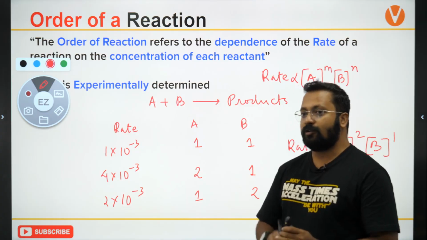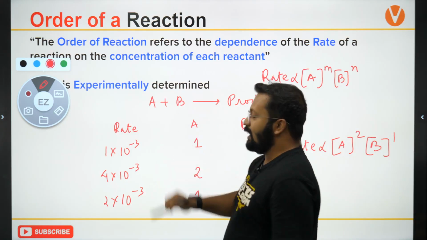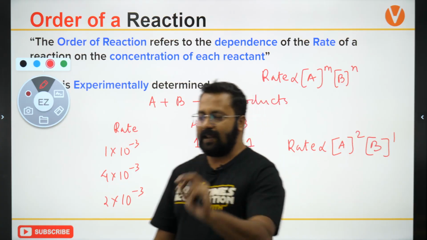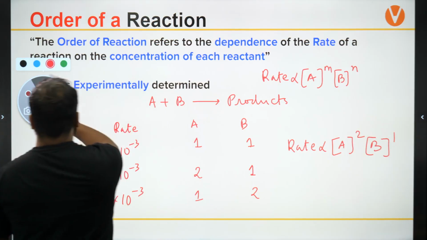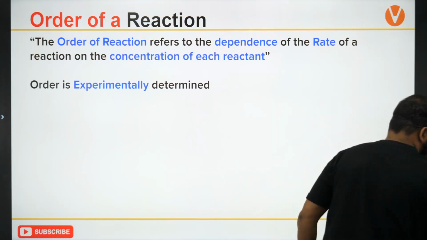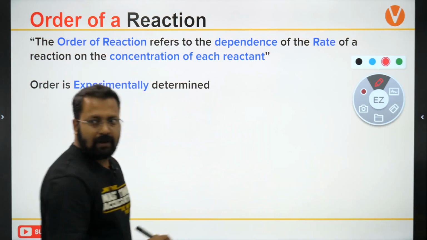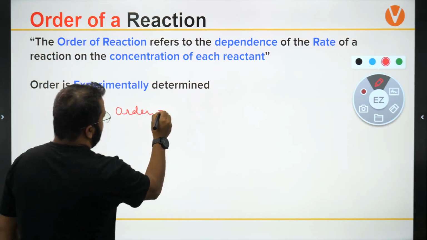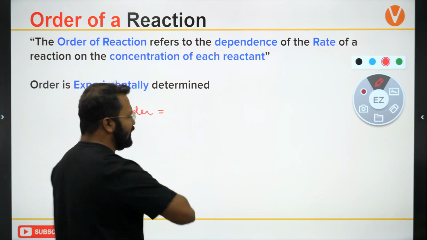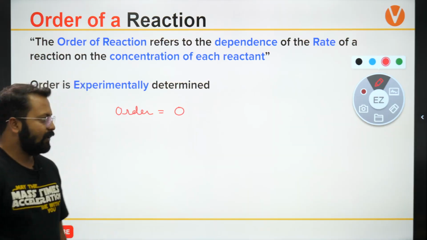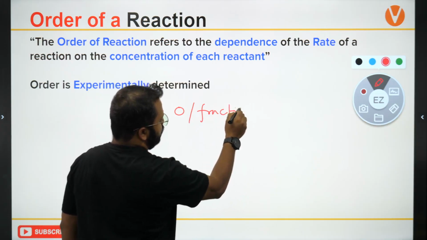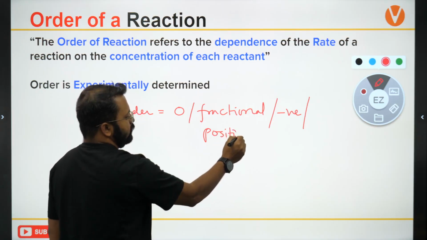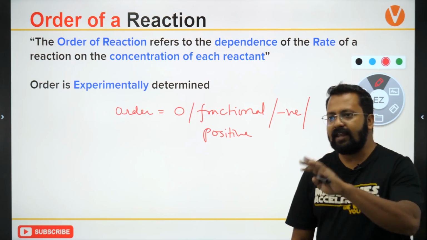So it is always important to remember that never ever look at a reaction and say that its order will be X or Y. Don't do that. If it is an experiment, it has to be understood what values the order can take. Order can take any value. It can be 0, it can be fractional, it can be negative, it can be positive, it can take any value possible.